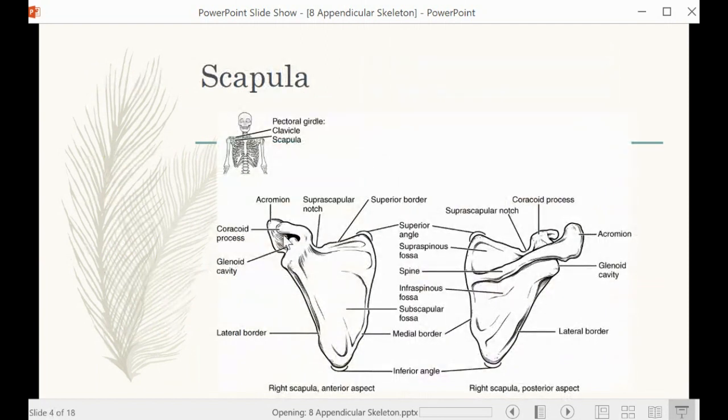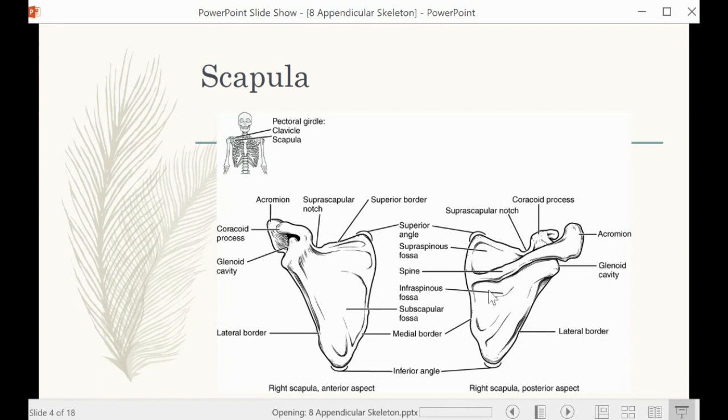Okay. So here you go. There's that coracoid process that I was talking about. This is the scapula showing you the pectoral girdle. And so we have the clavicle and the scapula forming that pectoral girdle. And here is the acromion. If you reach sort of back behind you onto your shoulder blade, the shoulder blade itself is actually the spine of the scapula right here.